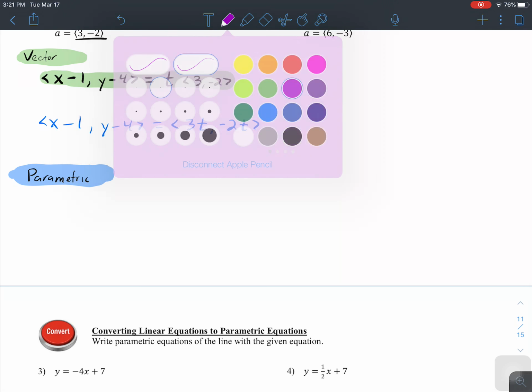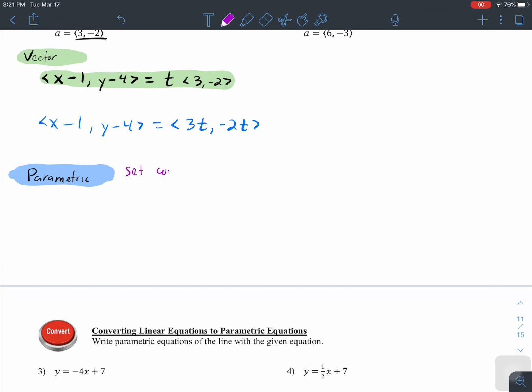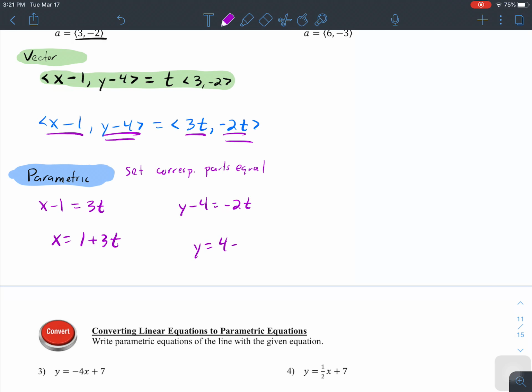And what I can do at this point is set corresponding parts equal. I can set the x's equal to the x's. I can set the y's equal to the y's. So I could say x minus 1 equals 3t. I could say y minus 4 equals -2t. And then solve. So I would add 1 and go 1 plus 3t. I would add 4 and get 4 minus 2t.